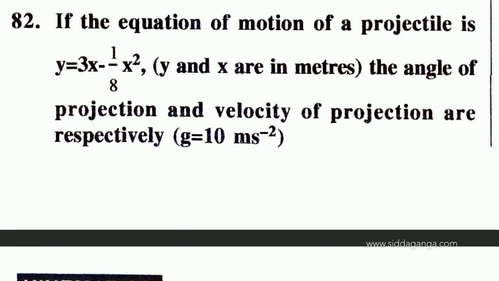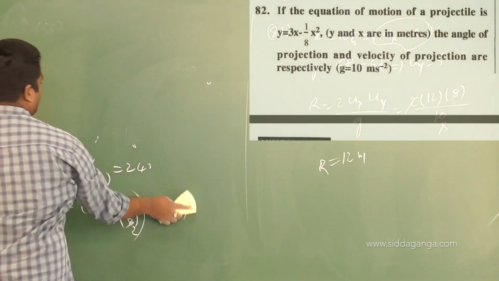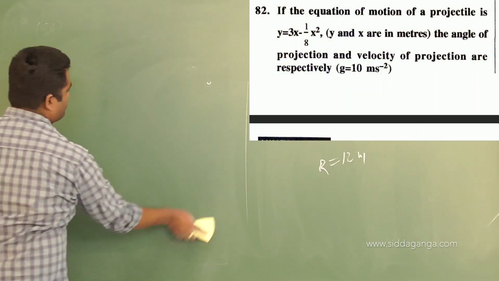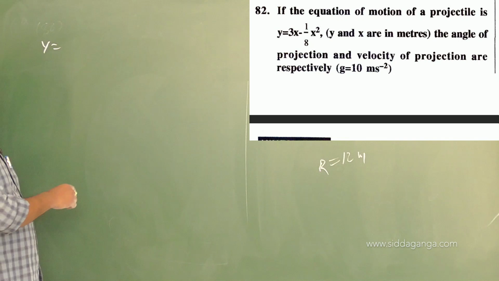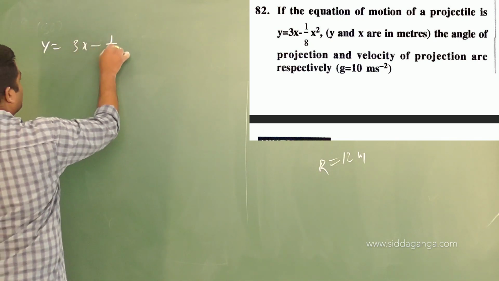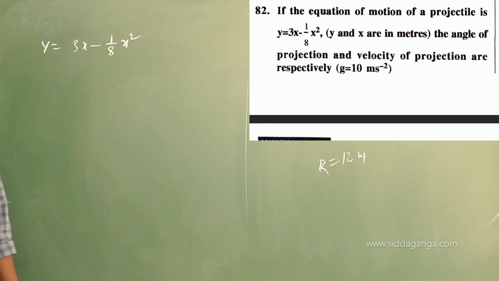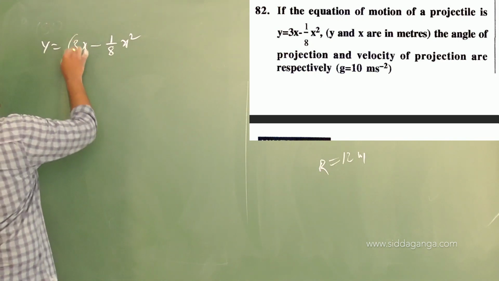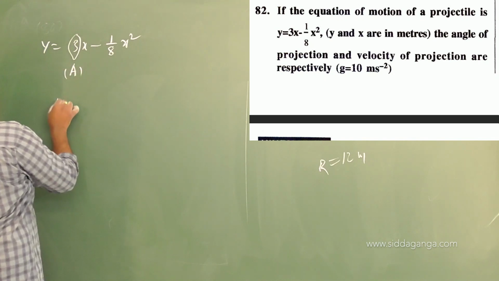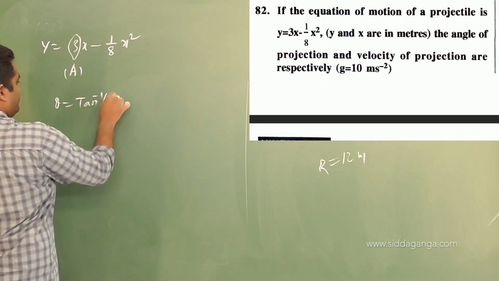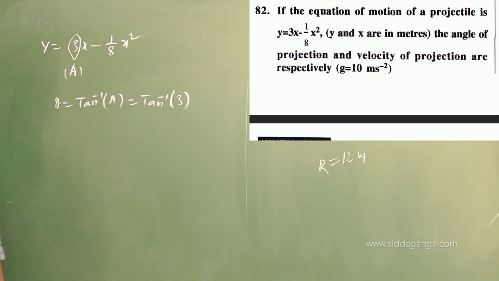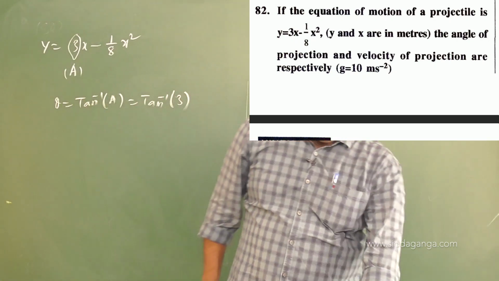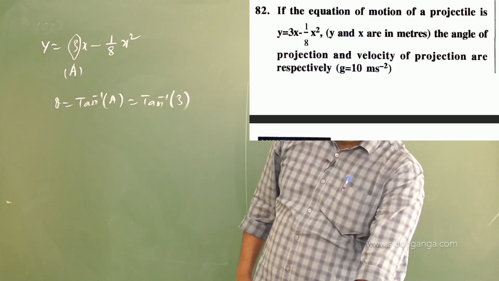Angle of projection means, okay, let me write that, different parameters compared to the other 82. They are given y equals 3x minus 1 by 8 x square. The angle of projection theta is nothing but tan inverse of a, which means tan inverse of 3 is the angle of projection. Okay, tan inverse of 3.